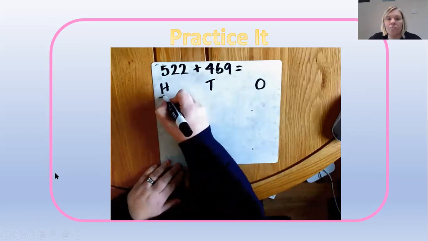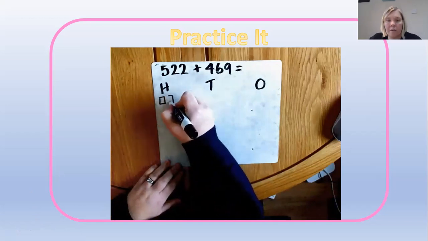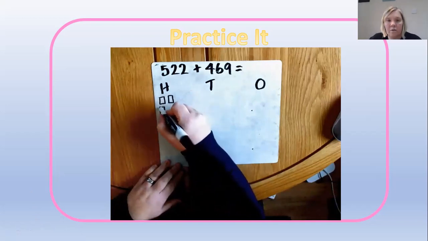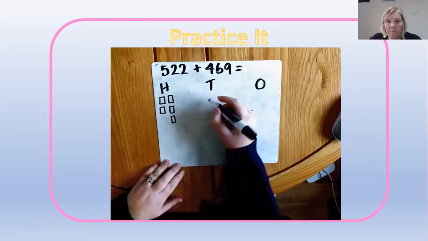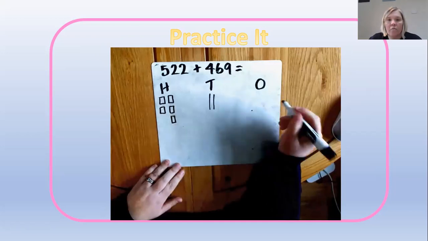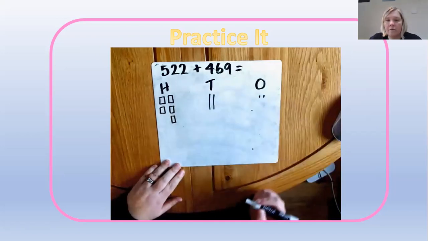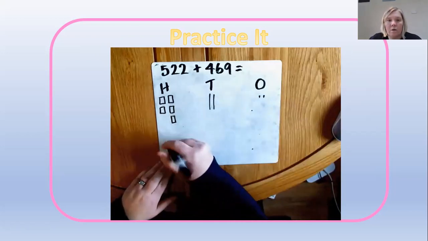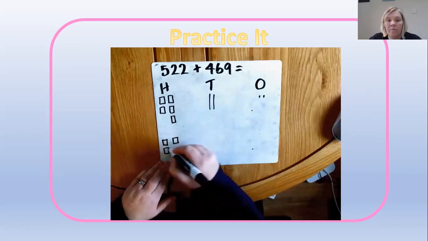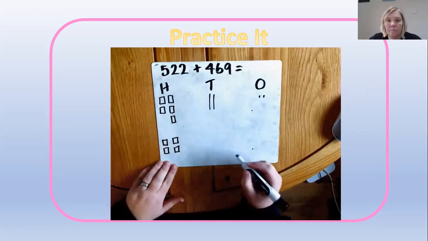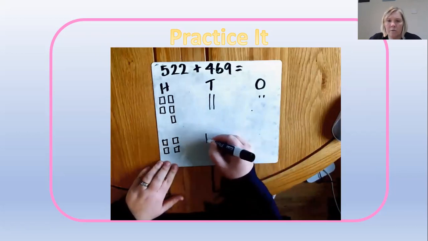Here I am drawing, so I'm doing the pictorial representation. So how many hundreds do I need? I need 5, 2 tens, and 2 ones. I also need 4 hundreds, 4 lots of 100, 6 lots of 10.